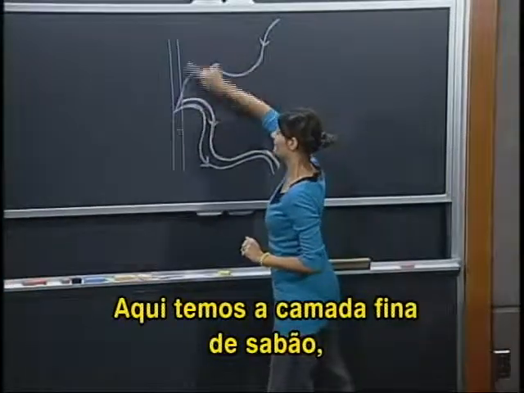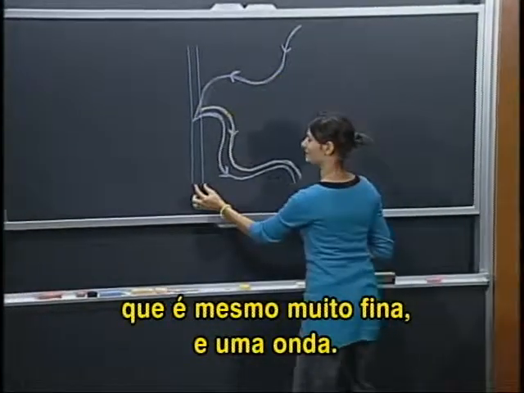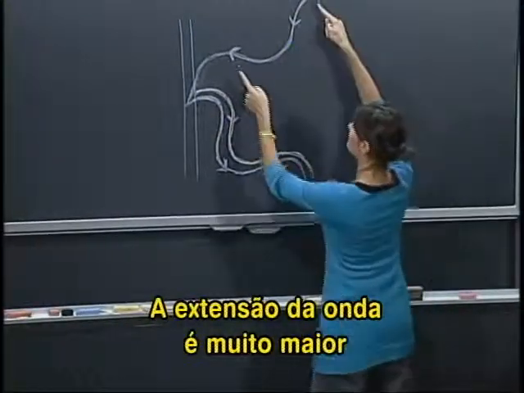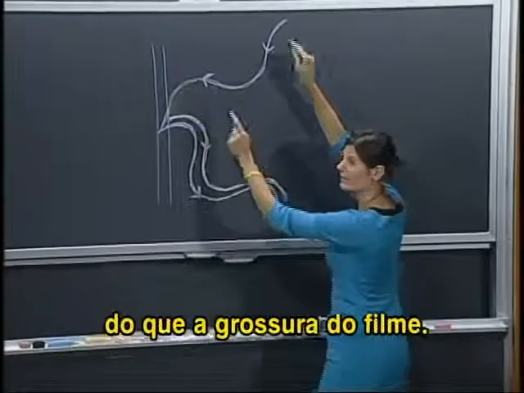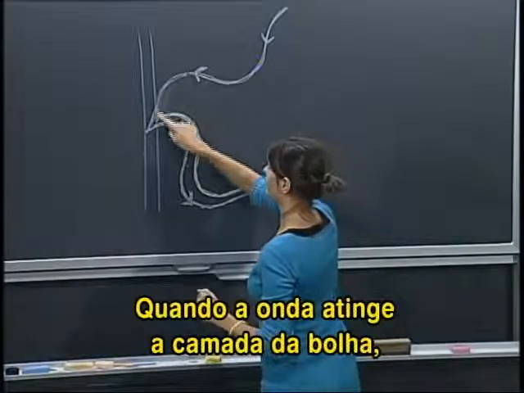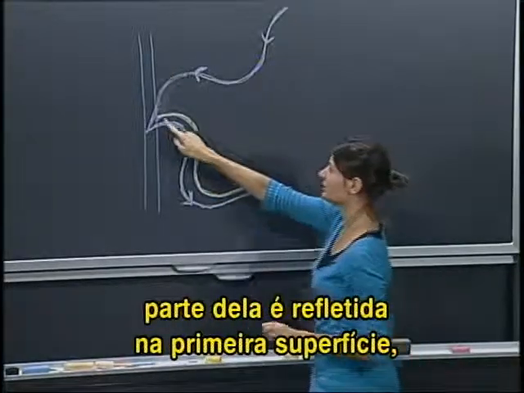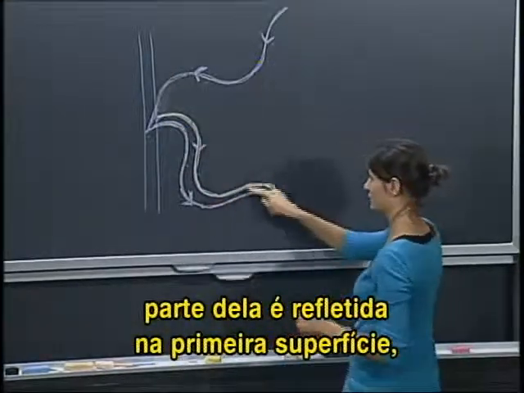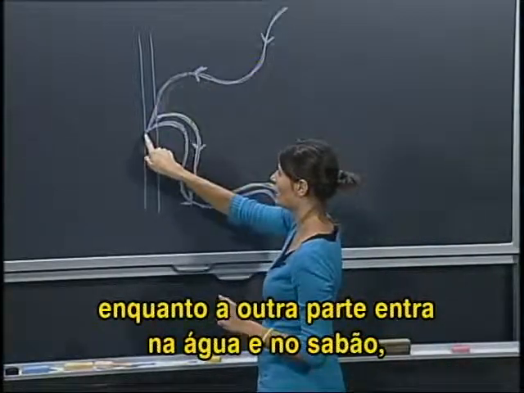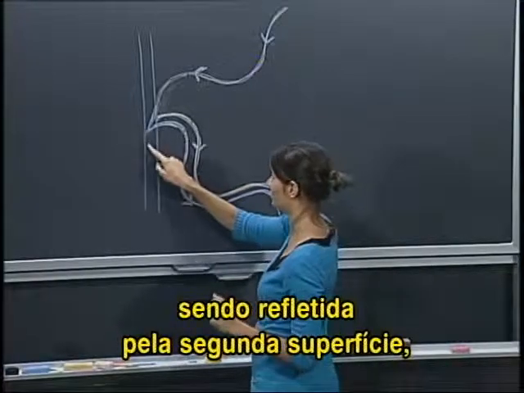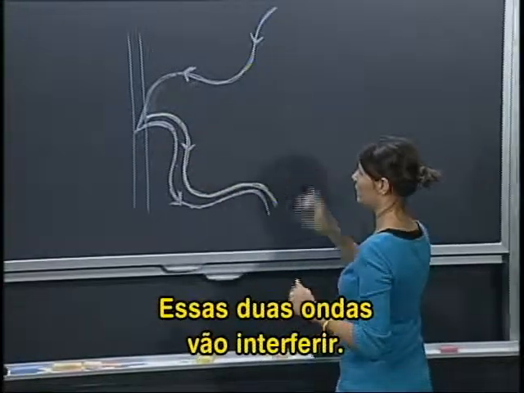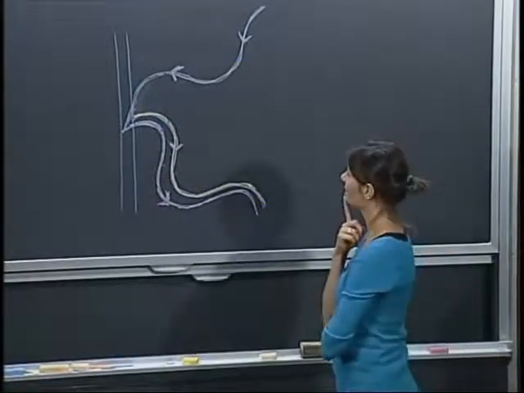So here we have the thin soap film. It is very thin, and an incoming wave has a wavelength much larger than the thickness of the film itself. When the wave is hitting the soap film, part of it is reflected on the first surface, while part of it goes through the water and the soap and gets reflected on the second soapy surface. And then these two outgoing waves will interfere.